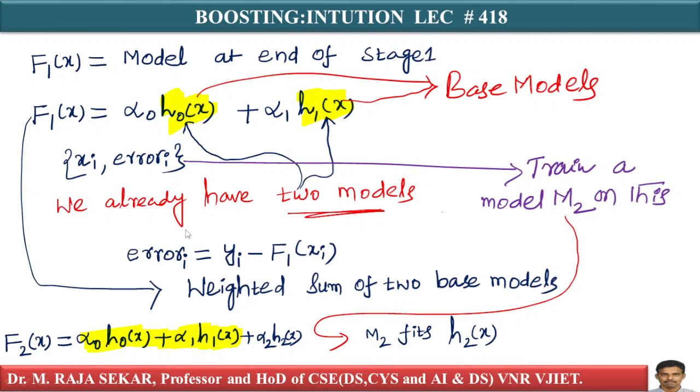Alpha naught h naught x plus alpha 1 h1 x, we already got from the previous stage. Alpha 2 h2 x is the new thing that I am fitting. If I fit h2 of x, I will also try to find its coefficient, isn't it? What is the coefficient? Alpha 2. And so I will keep doing this procedure up to the end of stage k. If I keep doing this procedure, what happens?